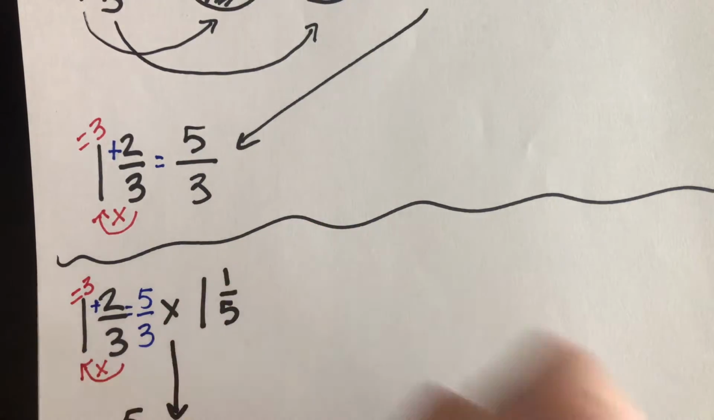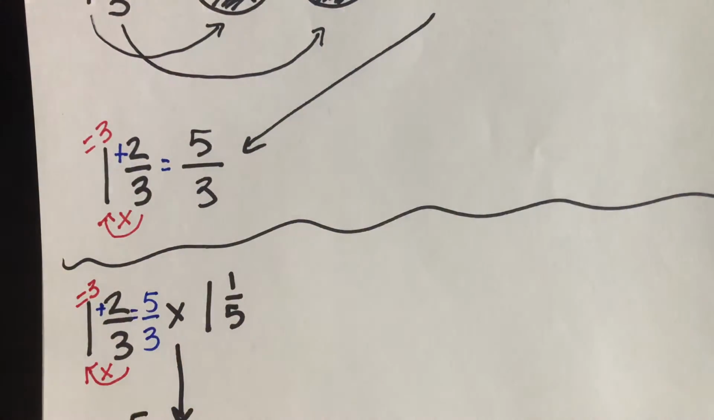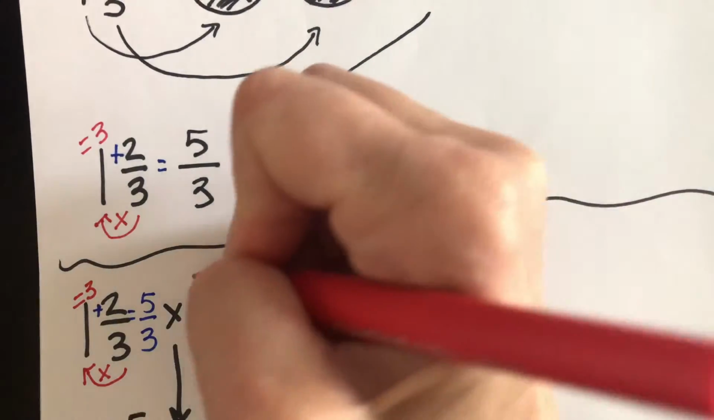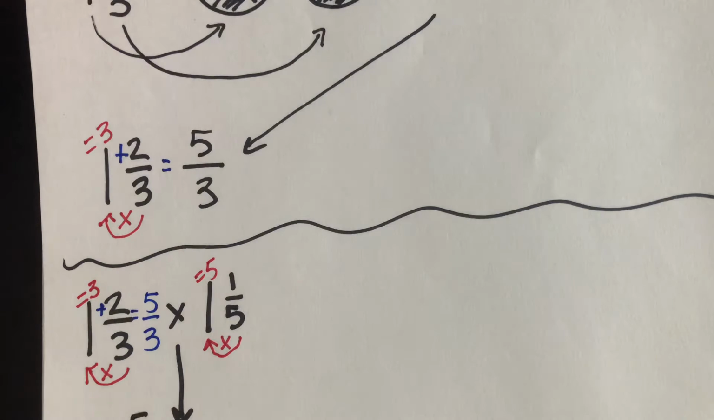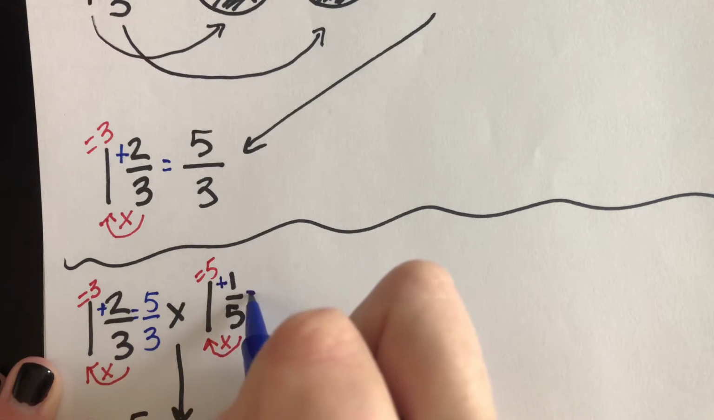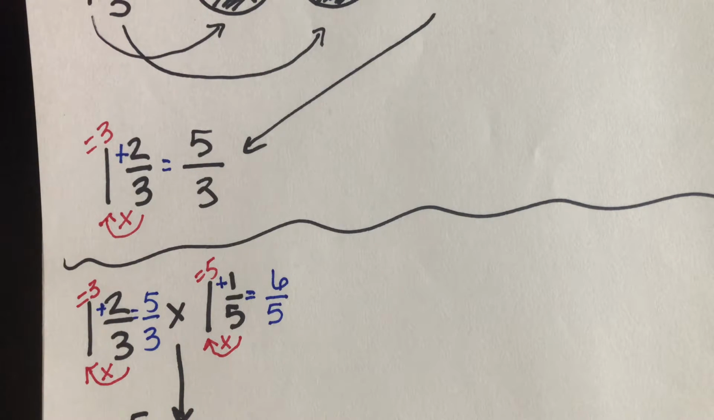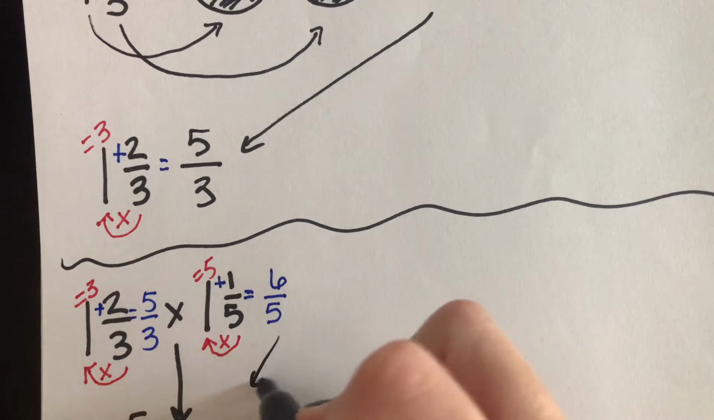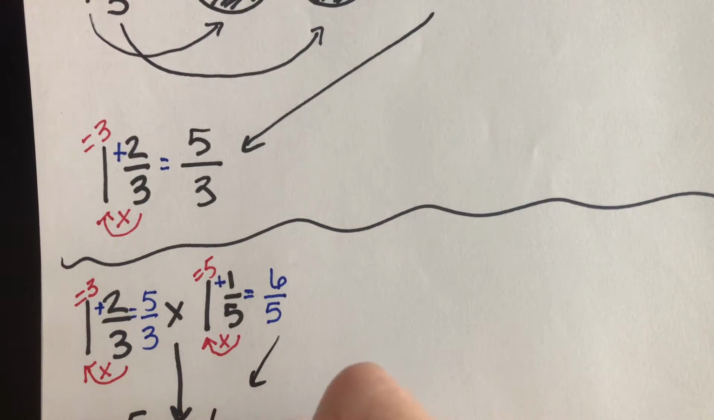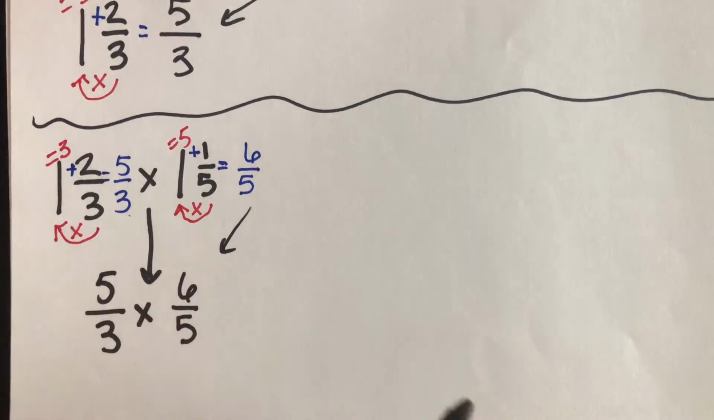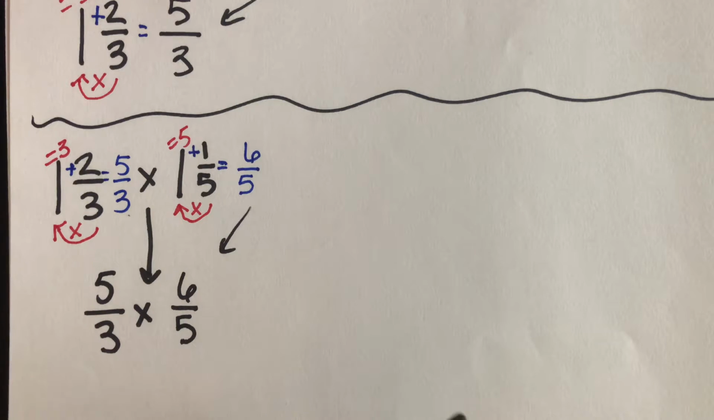Times, I'm just bringing this down. And now I do 5 times 1, which equals 5. And then I'm going to add this 1 right here, which equals 6/5. I'm just going to bring that right down here. So now I'm back to where I was yesterday or the other day with just fractions.